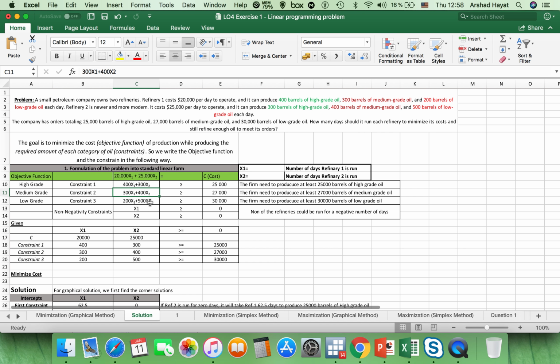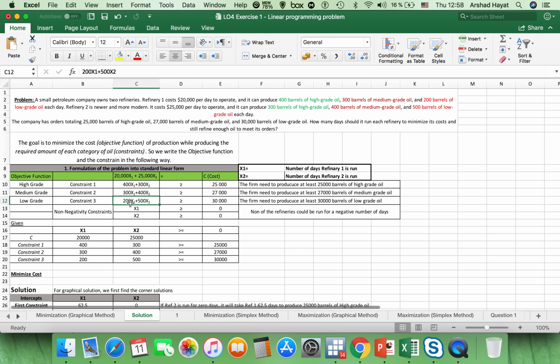And why is this 300 multiplied by x1 plus 400 multiplied by x2? That's because 300 is the number of barrels of medium grade oil that refinery 1 produces. So x1 is the number of days we will run refinery 1, and 400 is the number of barrels that the second refinery produces. So this is this equation.